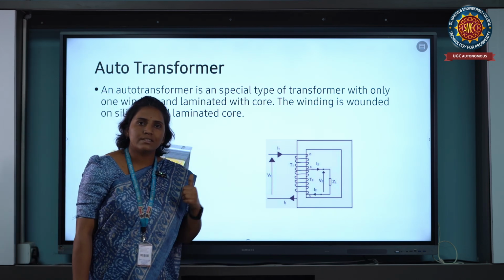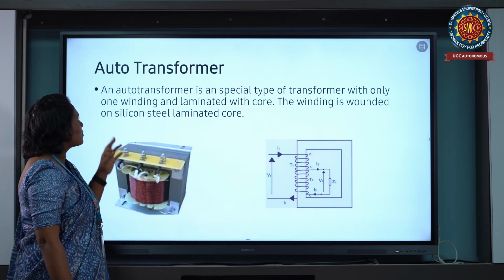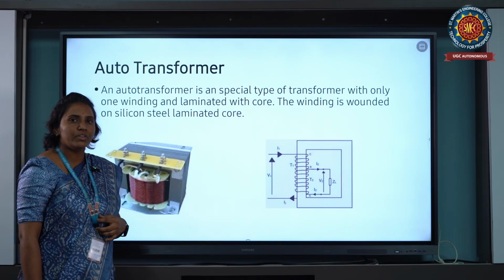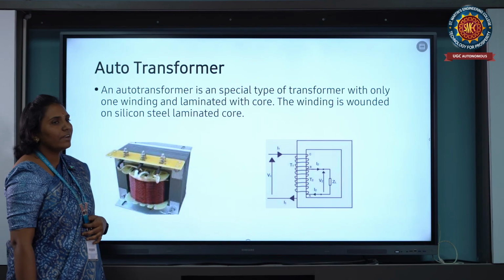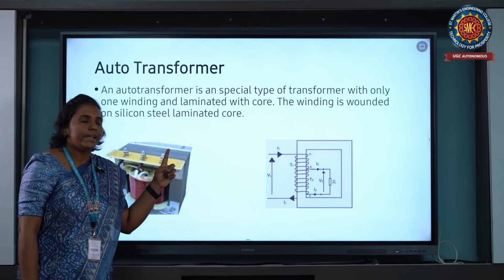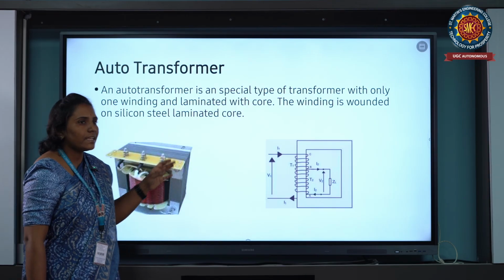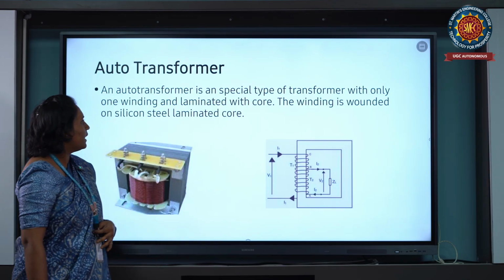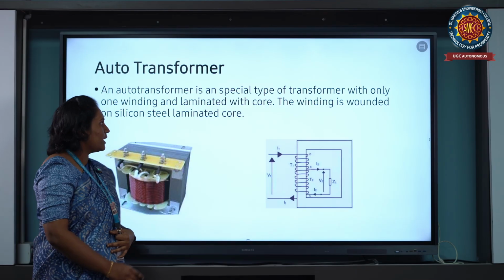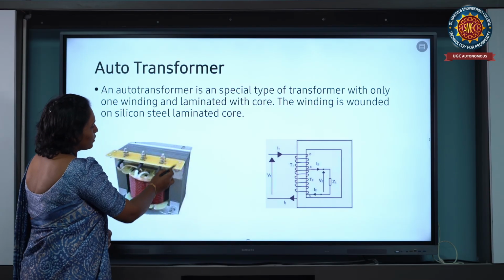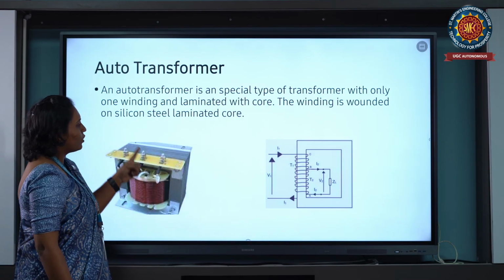Next we'll discuss the auto transformer. An auto transformer is a special type of transformer with only one winding. That single winding is wound on a silicon steel laminated core. This is the construction of the auto transformer.